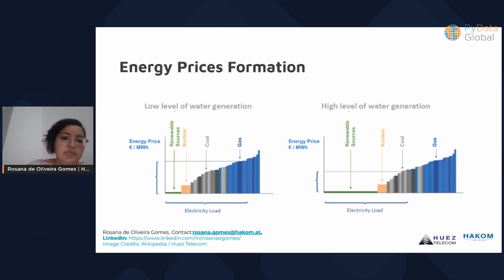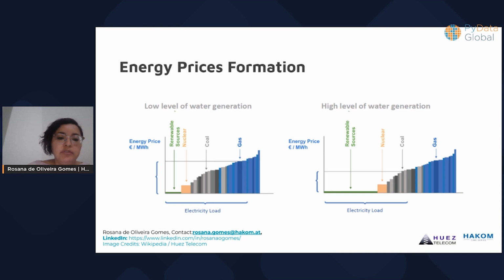Moving on to another example, more in the economics area, we have the energy prices formation. This is something that, for the ones who are in the field of energy, is basically what we call the merit order. So the prices of energy will be dependent on the most expensive source of energy that we have available. And here's an example for Brazil, so that's why we are talking about water.